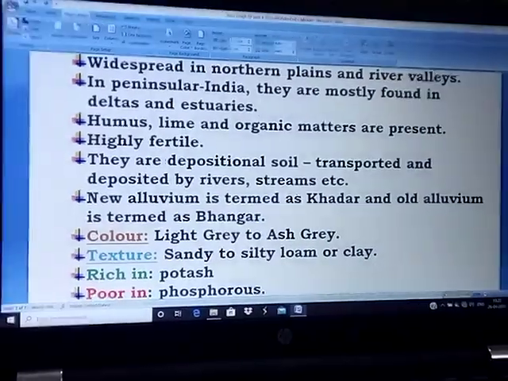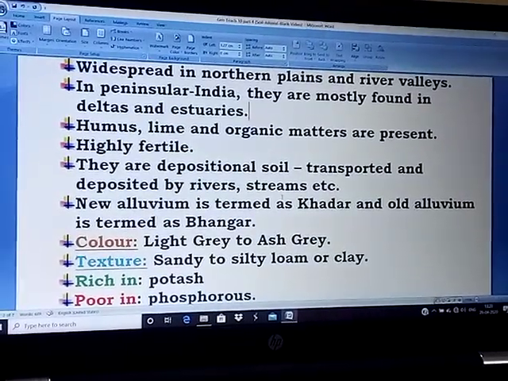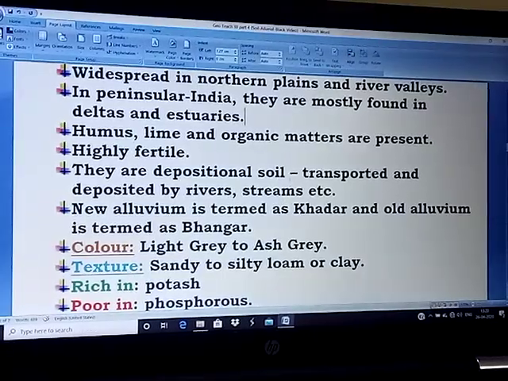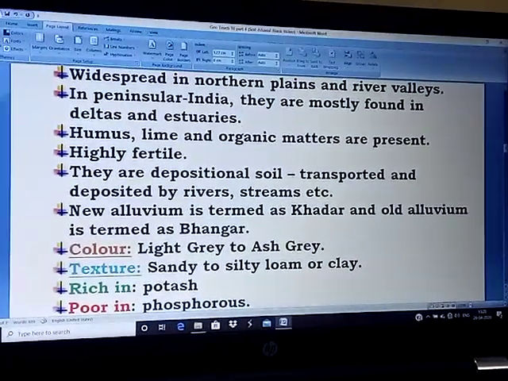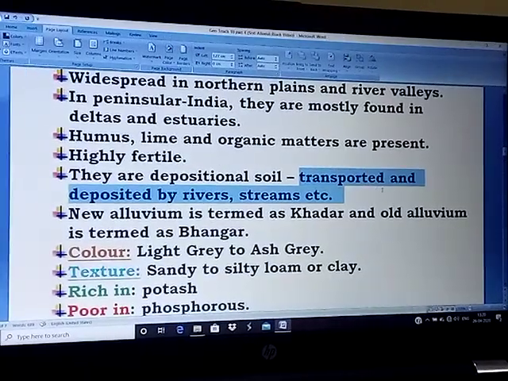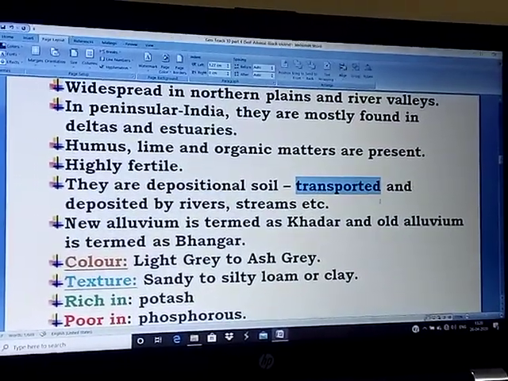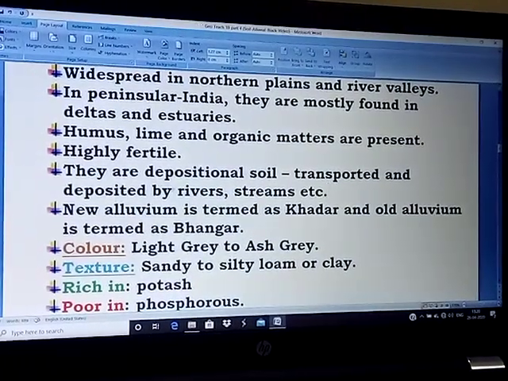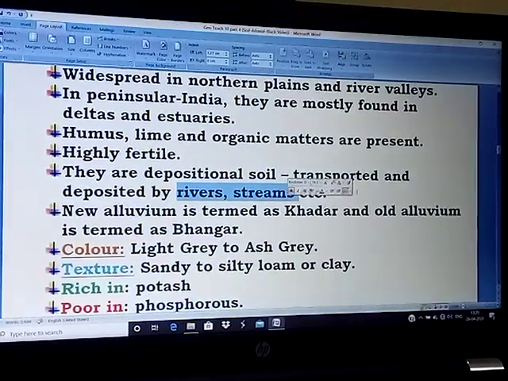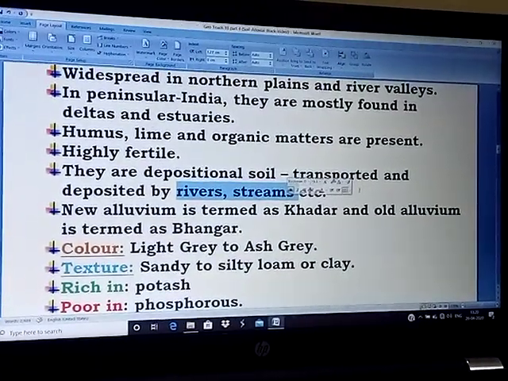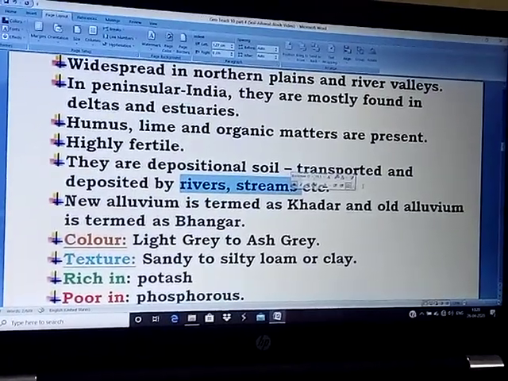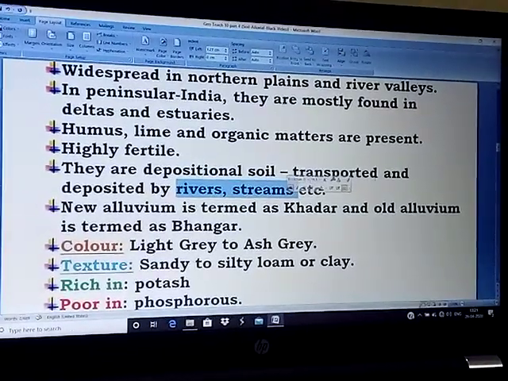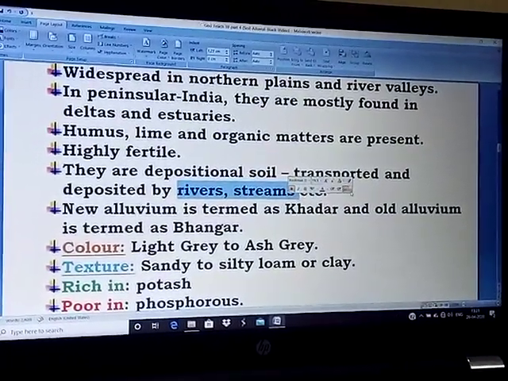It comes from the hills, and then as it comes towards the middle stage of the river, it gets deposited. So it is a depositional soil. That is why it is also called a transported soil, deposited by rivers and streams. Remember, the alluvium or clay needs to be carried, transported. So the river itself brings it from the hills towards the plains, rivers or streams.